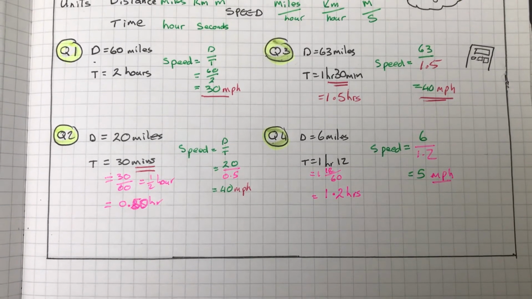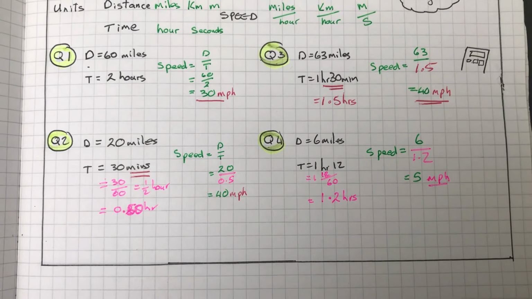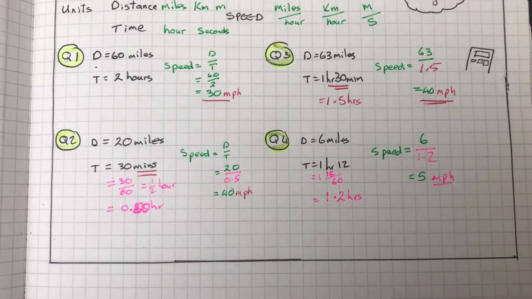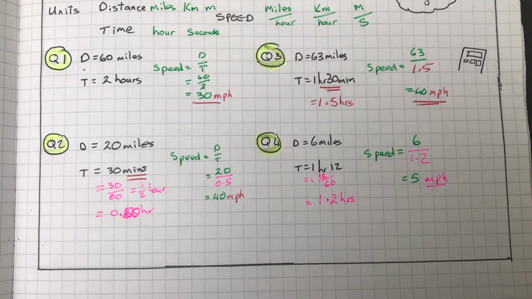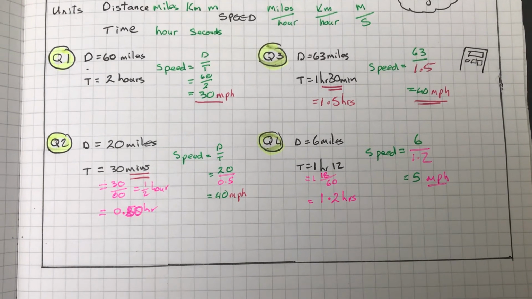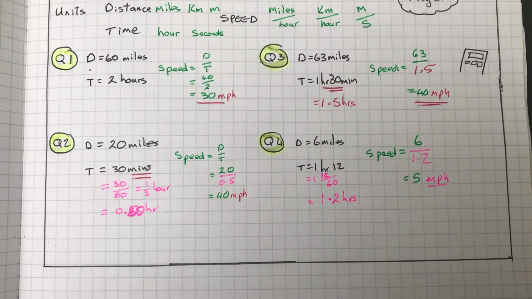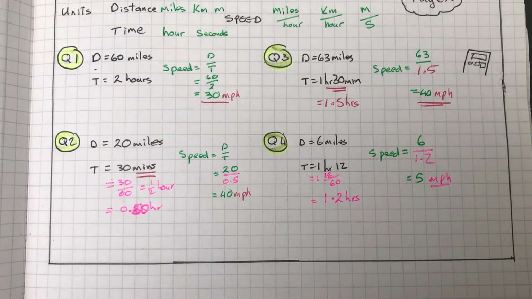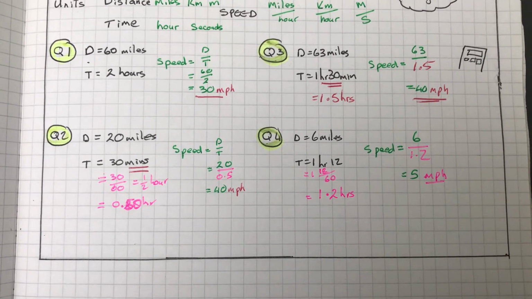I know we don't say I'll see you in 0.5 hours, but some of us find decimals easier to put in the calculator. So now we go to find the speed, distance divided by time, 20 divided by 0.5. How many halves are in 20? And the answer is 40 miles per hour.